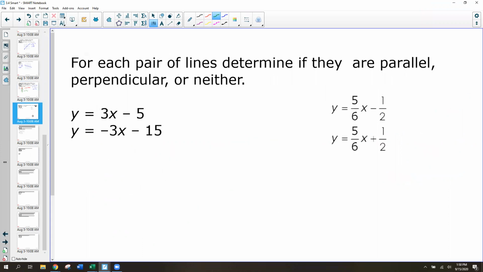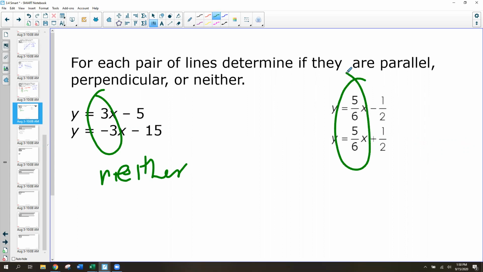And if we look at this third set, let's see, they are not reciprocals, but they're opposite signs. So they are also neither, which is apparently a word I can't spell today. And then in this last set over here, 5, 6, and 5, 6, these guys are parallel because they're exactly the same.